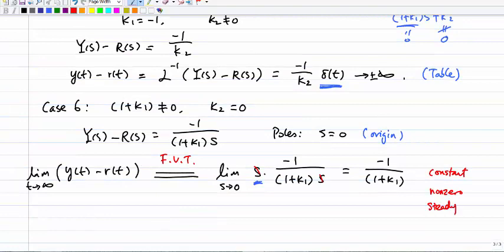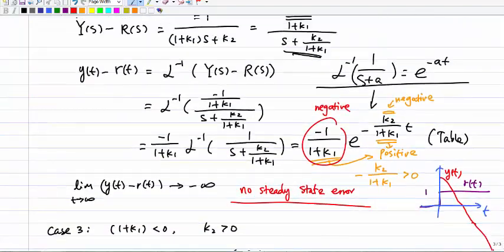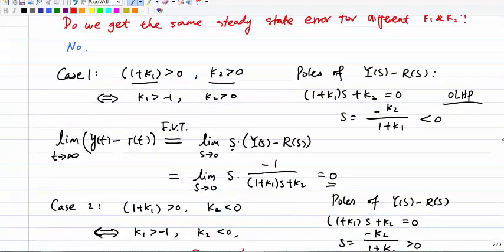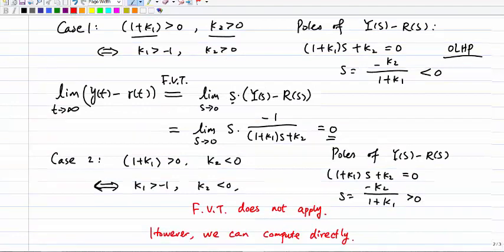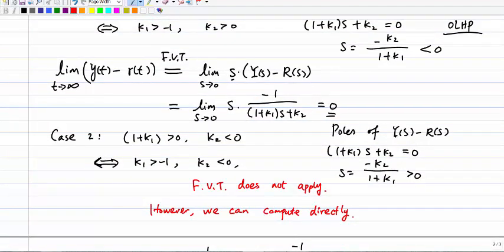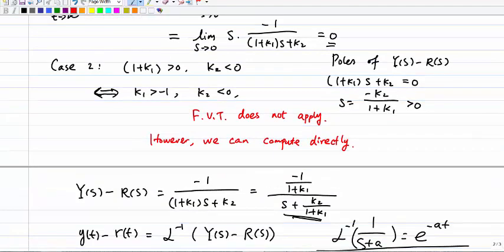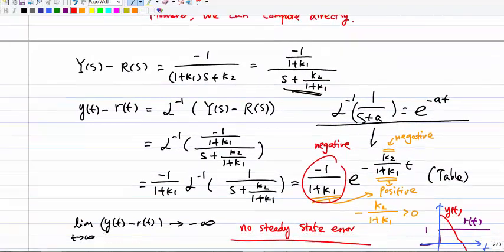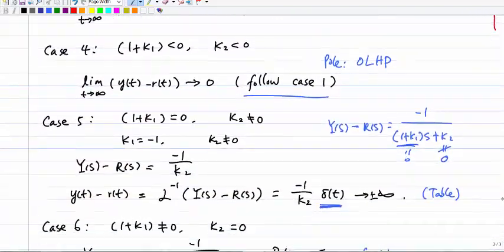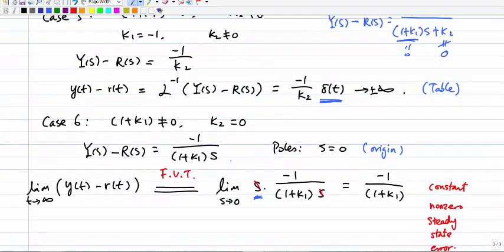steady state error. So from all these cases, what we can see here is we could have zero steady state error. We could see the state goes to infinity, which means there's no steady state error, the error goes to infinity. We also could see the error could be a constant value. It's a non-zero constant value.